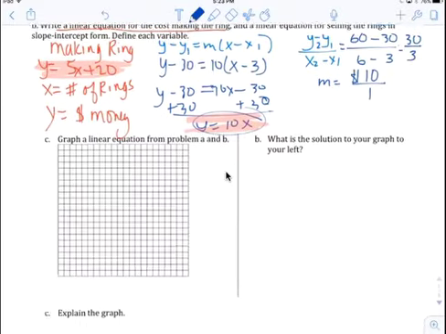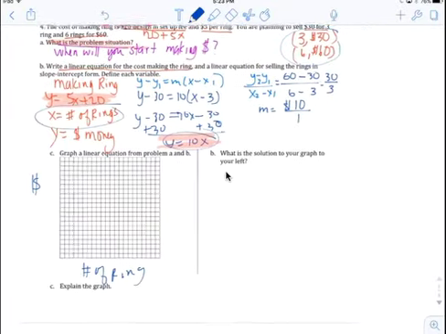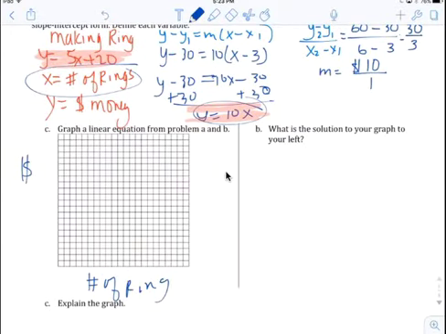X is the number of rings, so make sure you label your x number of rings. And here's the money cost, or the income. Let's find the solution of the graph first, so at least we have one point to reference by.